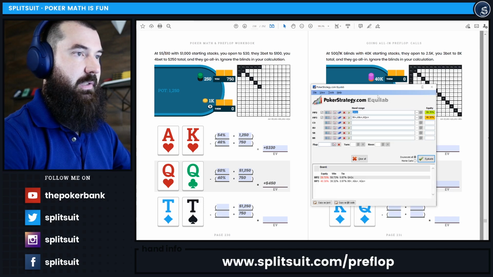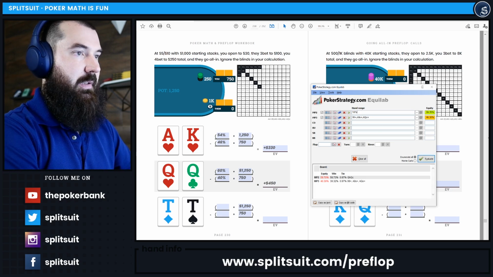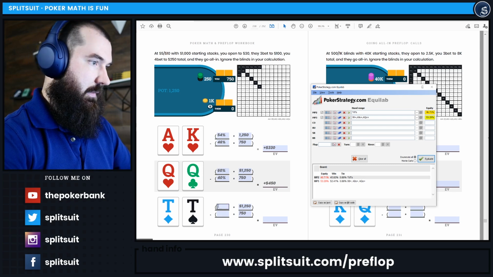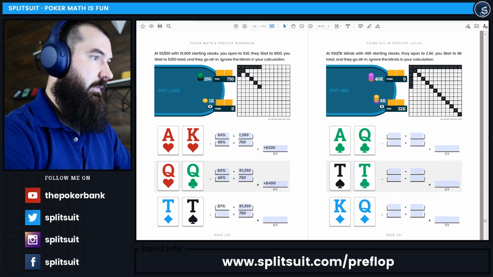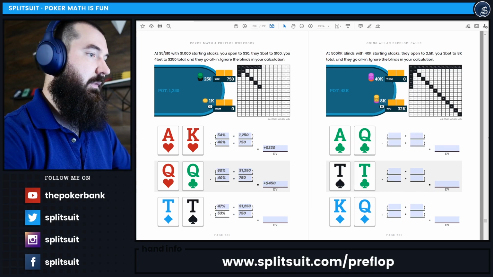And obviously, queens is good, but tens is probably going to be less equity, right? It's going to be less than what queens would be. Evaluate it, and we notice that our equity drops down to 47%. Perfect. 47%, and obviously the other 53.